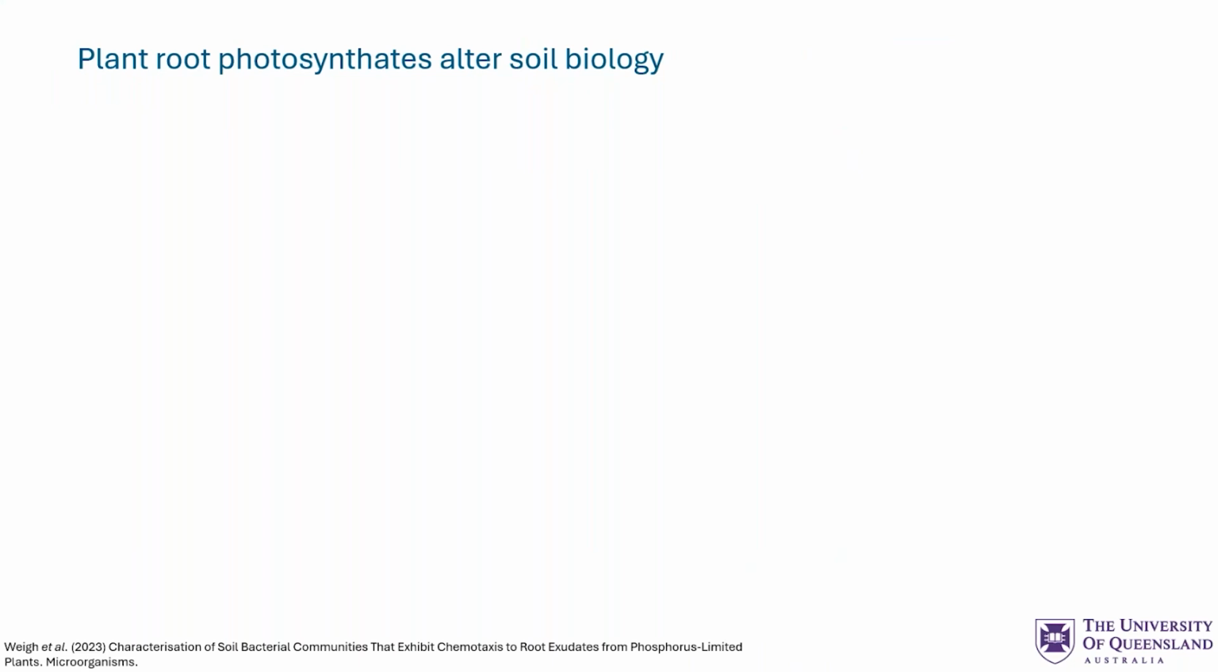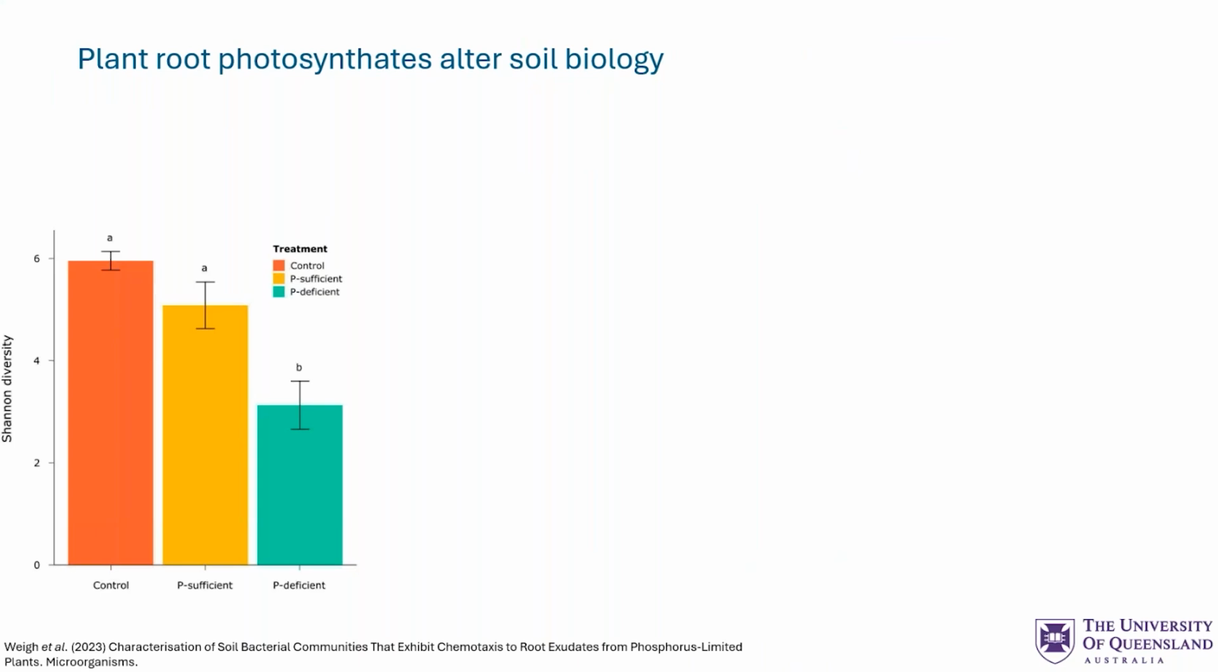exudates. As I described earlier in the presentation, plant root exudates are key drivers for selecting and controlling who's found at the root surface. In this study, plants were grown under phosphorus sufficient and phosphorus deficient conditions. Their root exudates were captured and used as bait to see which soil bacteria they attracted. In the first figure, bacterial diversity is plotted by treatment. We can see that plants grown under P deficient conditions attracted a less diverse cohort of bacteria.